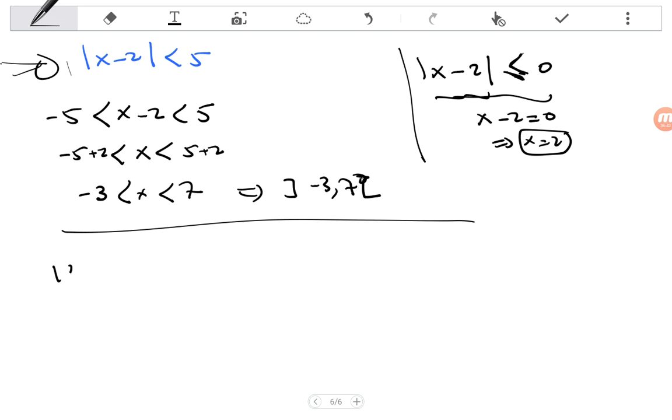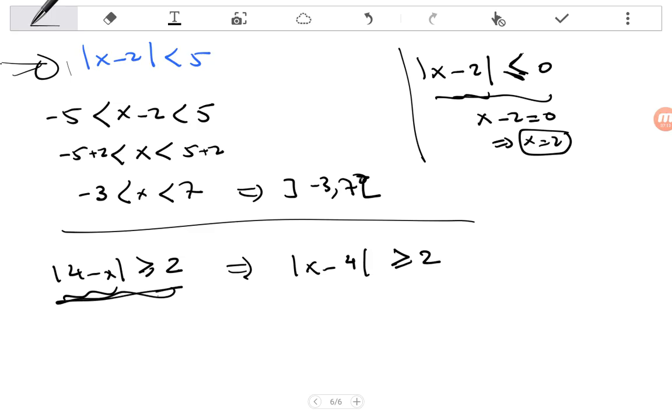If I need to solve absolute 4 minus x greater than or equal to 2, in this case I'm having a positive value, so I just apply the rule for the greater than. Okay, but just before I solve the inequality, let's replace this absolute value with another expression which is better: absolute x minus 4 greater than or equal to 2. Instead of dealing with this expression, it is just better to make the coefficient of x positive instead of negative like this. Okay, so we'll solve this inequality.